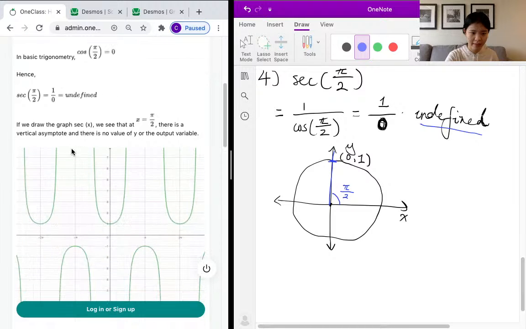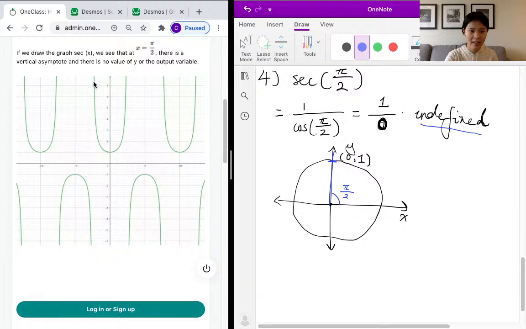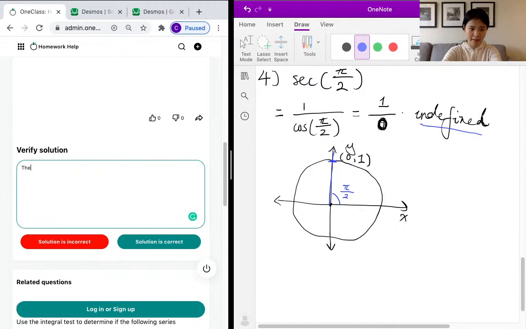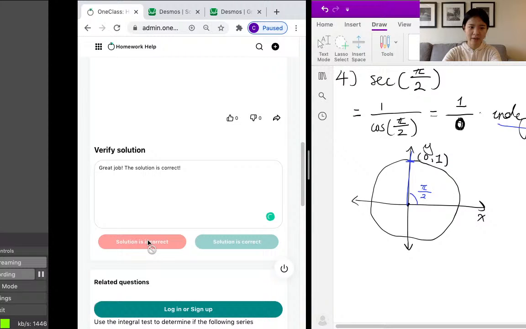Yes, they also mentioned that it is undefined, and they also drew the secant function. They didn't put a line here for the value of pi over 2 for it to be more clear, but I guess it's all right. So let's just say, great job. The solution is correct. Perfect. Now let's move on to our next problem.